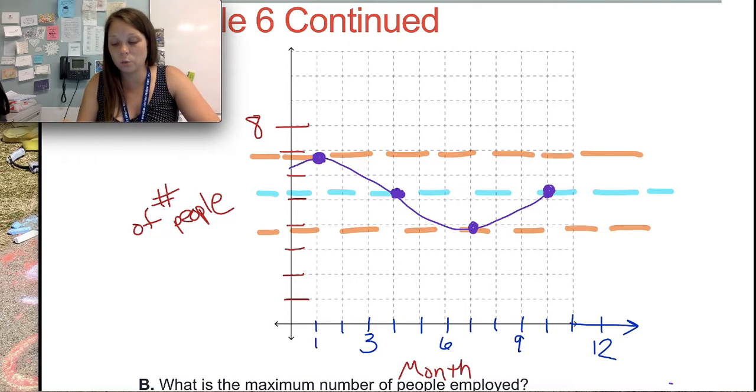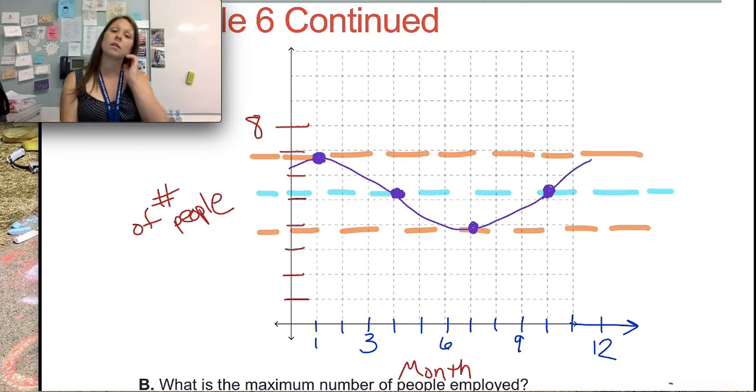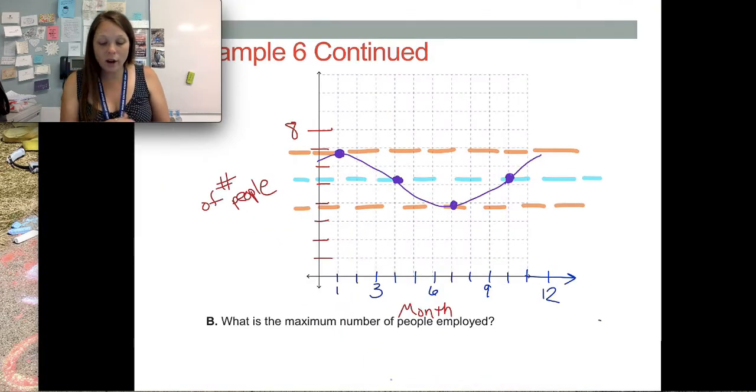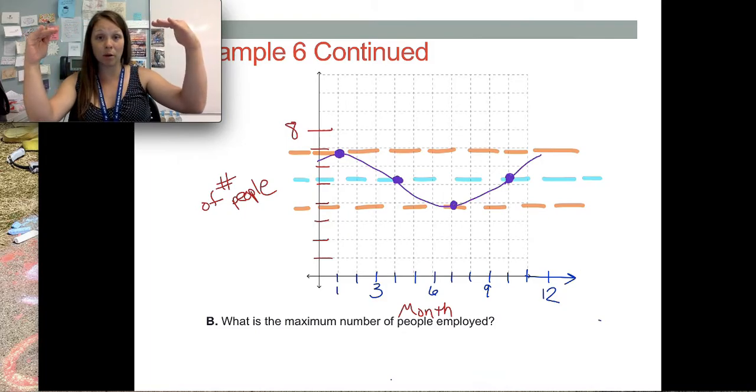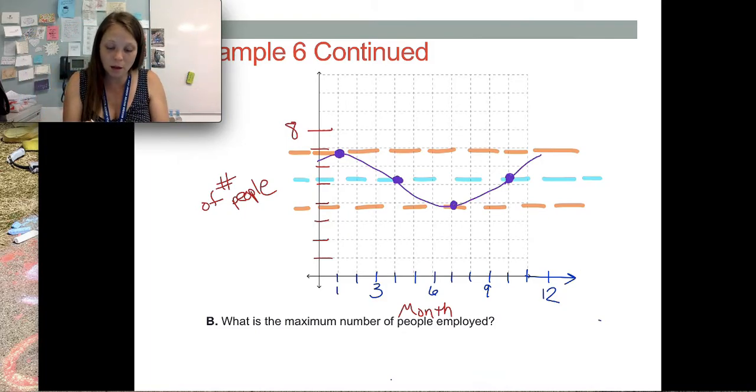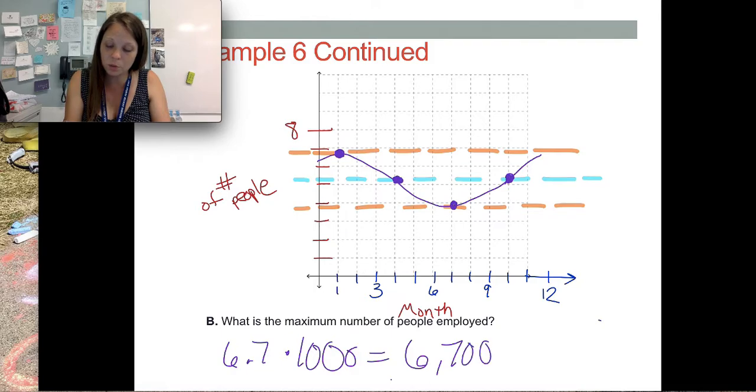And so this is where I am left with something that looks like this. Doesn't look like a whole lot of anything, but with what we have, this would be a picture of the graph. All right, now it says what is the maximum number of people employed. So 6.7 is that maxima barrier. So it's in terms of thousands. So if we take 6.7 and multiply it by 1,000, we would get 6,700 people.